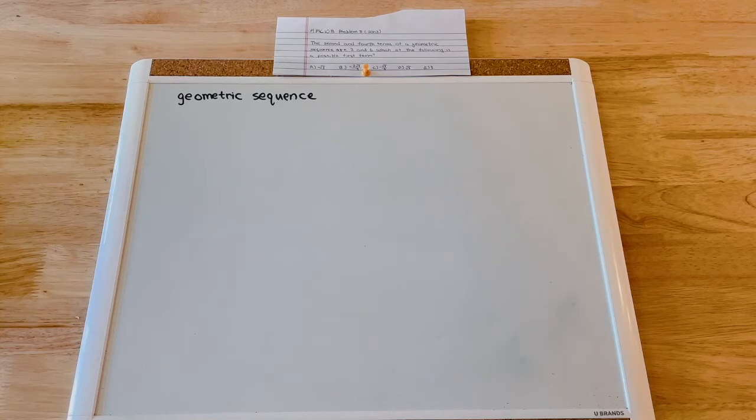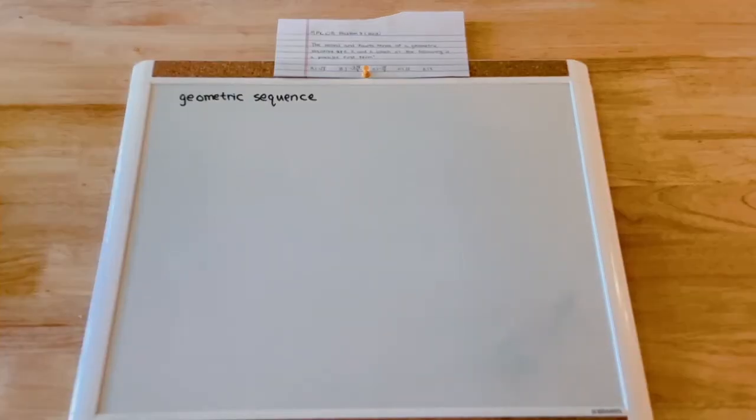So what is a geometric sequence? You may also have heard of it referred to as a geometric progression, and this is a sequence of non-zero numbers where each term after the first one is found by multiplying the previous one by a fixed non-zero number called a common ratio. So what do I mean by that?